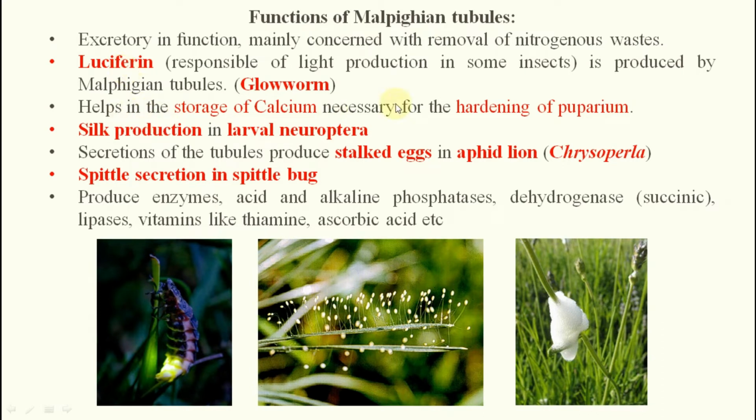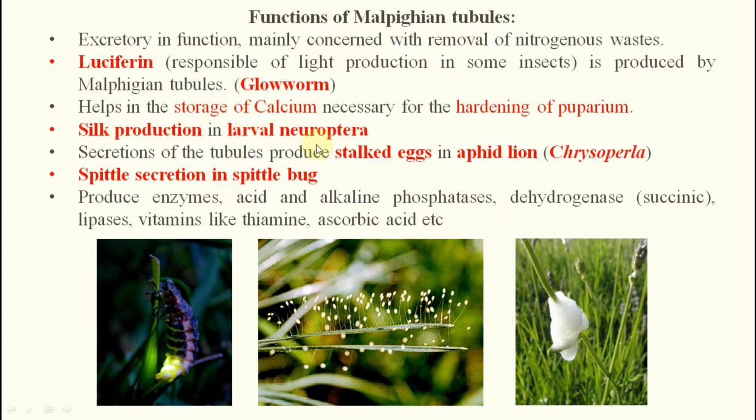That is a function. Again, in dipteran insects, in their pupal stage, for hardening of the puparium. What is a puparium? What is a coarctate type of pupa? Yes, the pupal case. The larva will undergo molting, and in the final molting the exuvium will be modified as a pupal case, which is known as puparium. For hardening of that, calcium is required. This calcium will be stored in the Malpighian tubule. That is also a function.